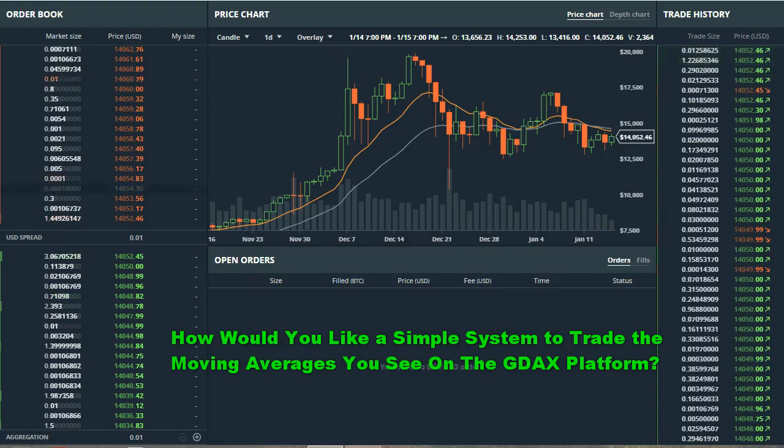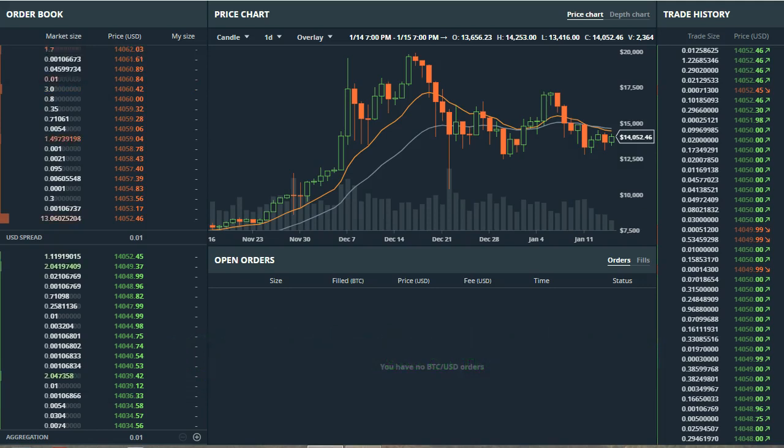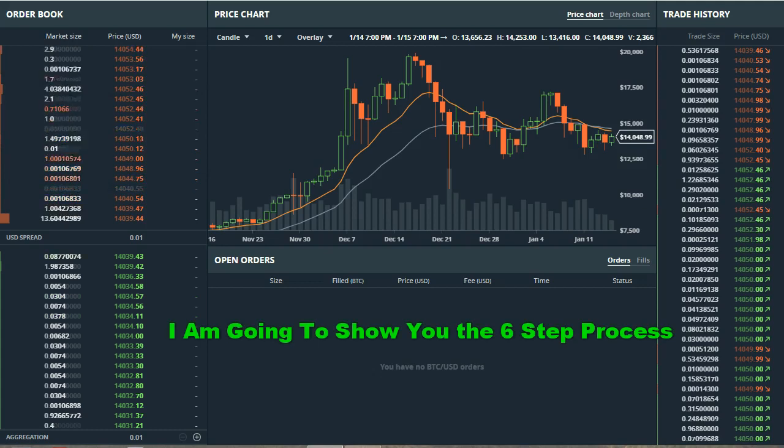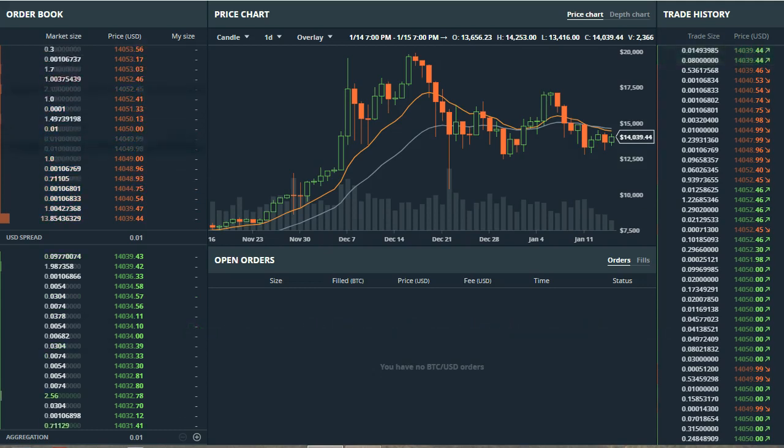How would you like a simple system to trade the moving averages you see on the GDAX platform? I've been steadily making gains in the markets for 24 years, and I'm here to tell you that using moving averages is a great tool to help you make steady gains as well. Today, I'm going to show you the 6-step process I use when analyzing moving averages. Okay, so let's go ahead and get started.